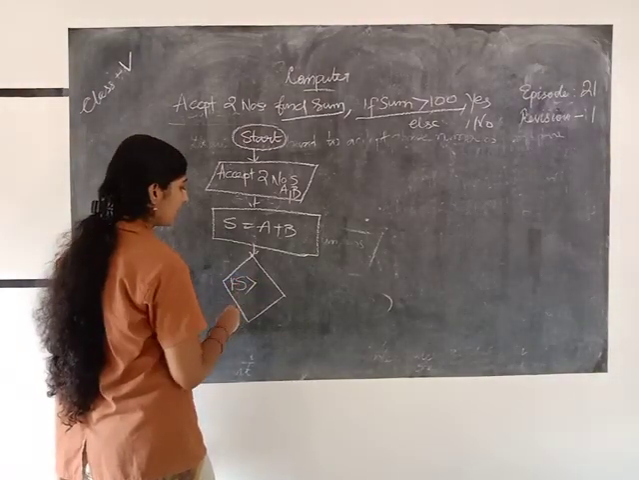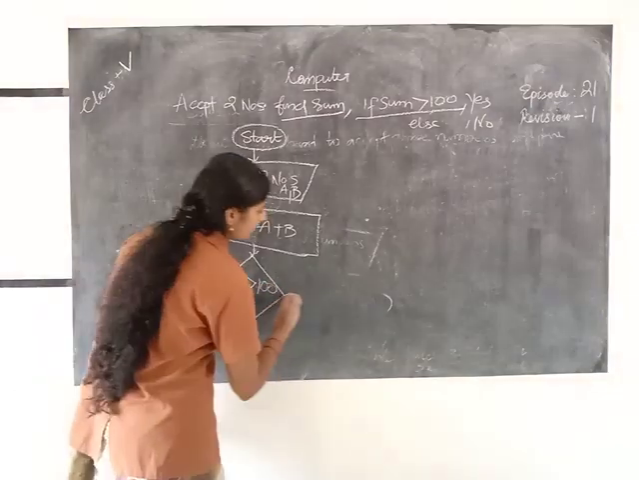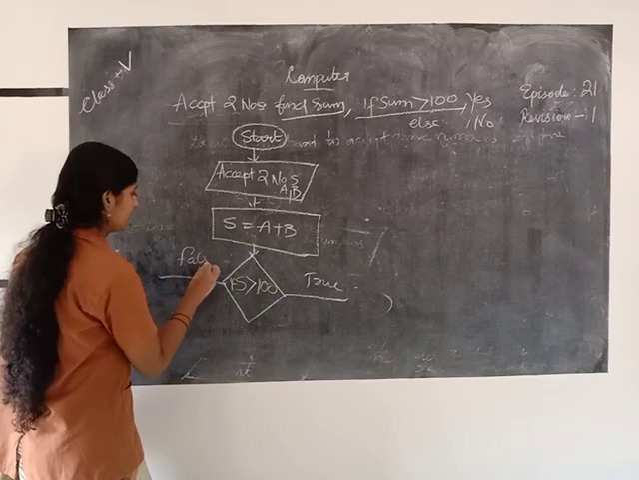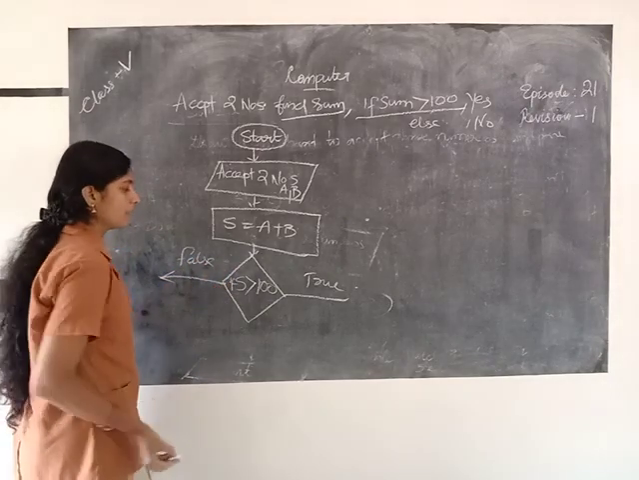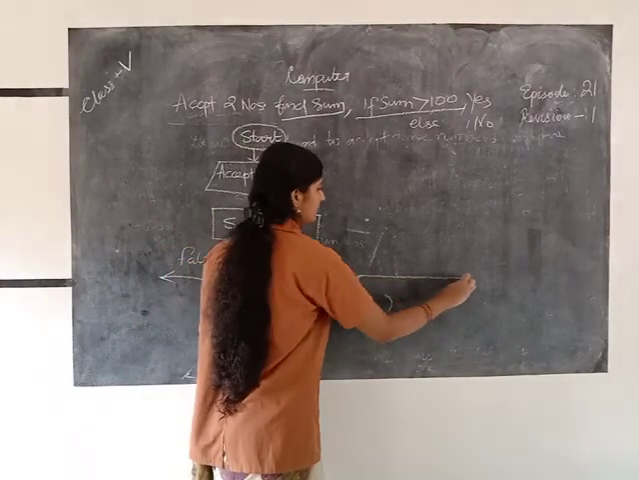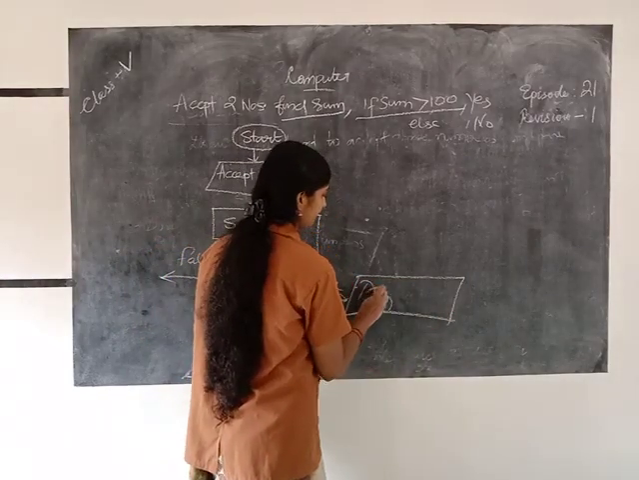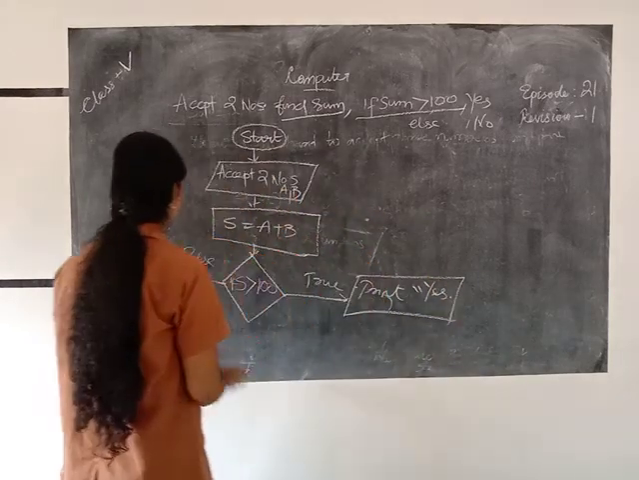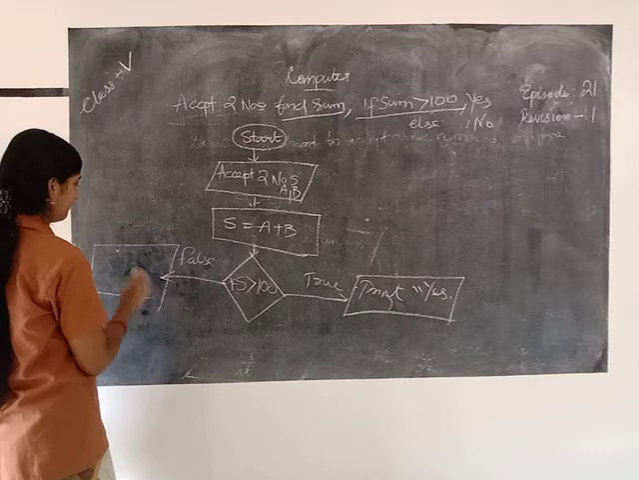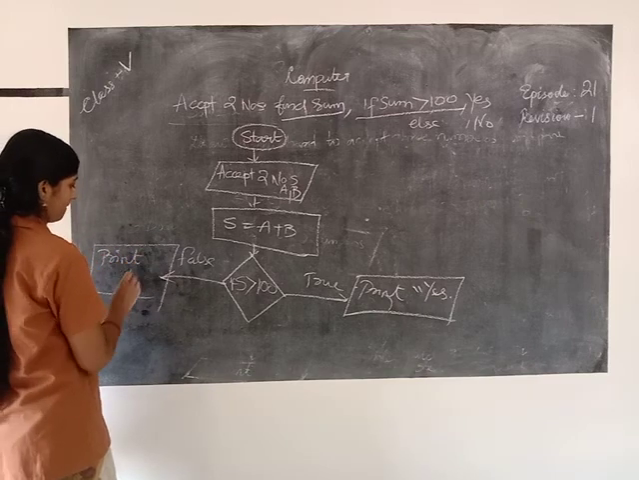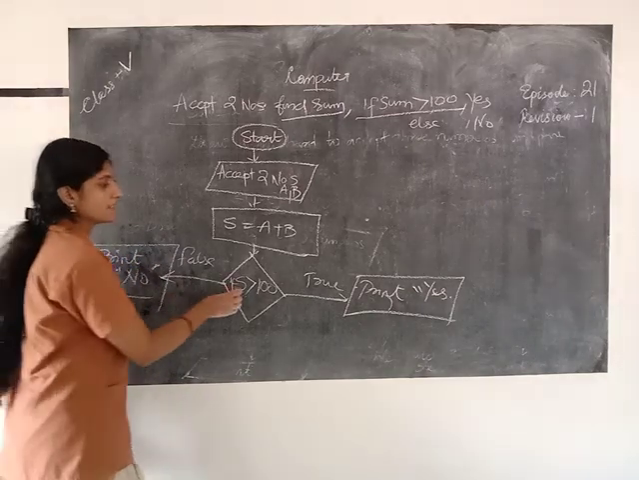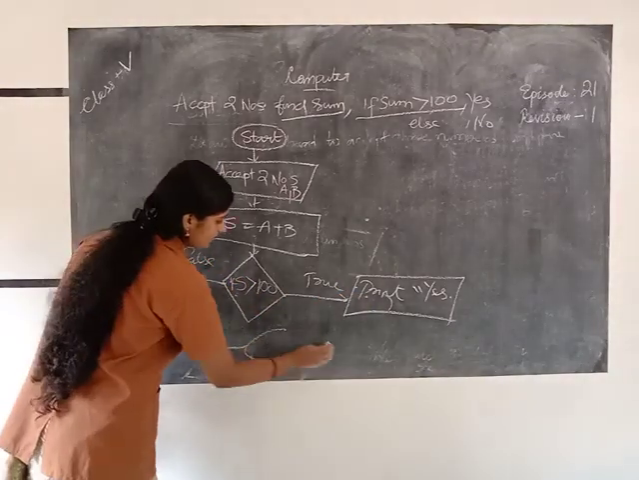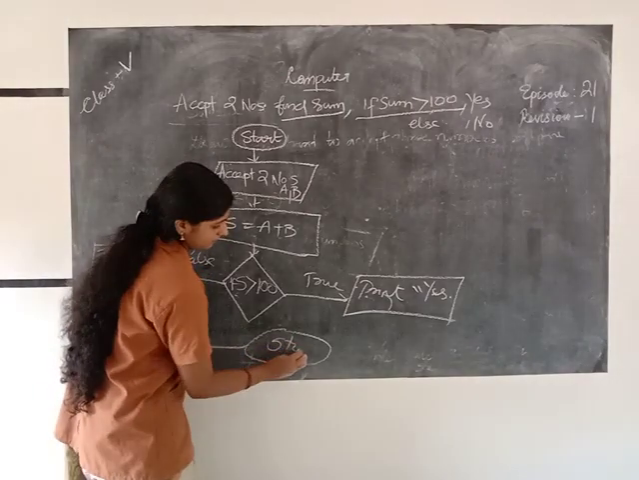Is S greater than 100? Then there is a true condition or a false condition. So if it's true, then print yes. Otherwise print no. So this is for the true condition, and otherwise it's for the false condition. Then the ending statement, stop.